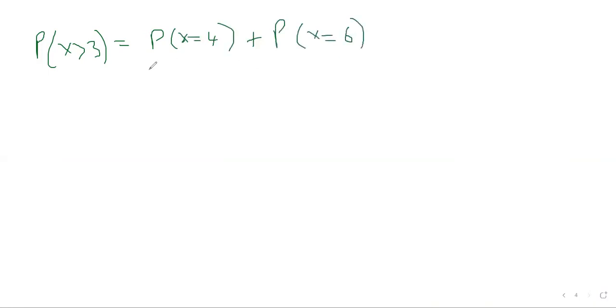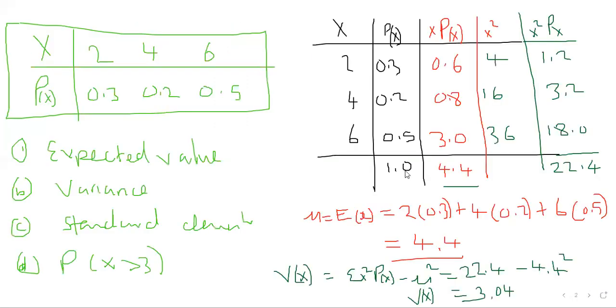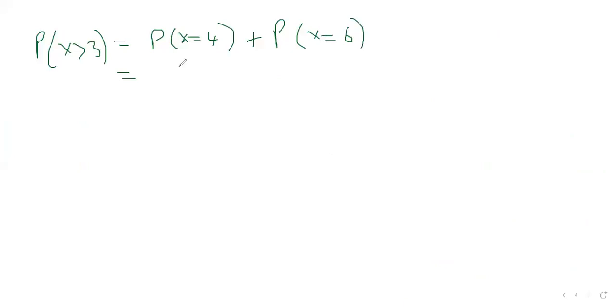What are the probabilities of 4 and 6? If I said probability is less than 3, there's only a 2 there. X more than 3, there's 4 and 6. The probability of 4 is 0.2. The probability of 6 is 0.5. So we put 0.2 plus 0.5, and the total probability we have is 0.7.